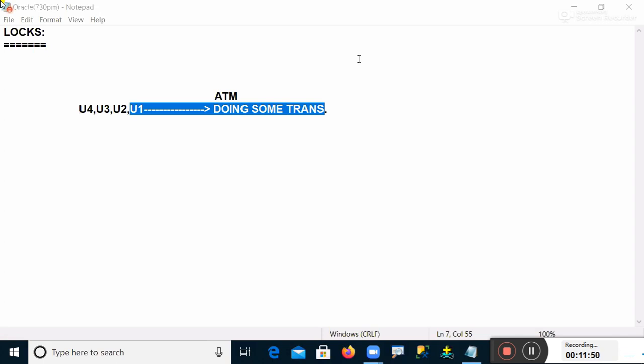So what does it mean, sir? Any idea, guys? Why is your transaction under processing? What is the reason your transaction is not being completed? What do you think about that?